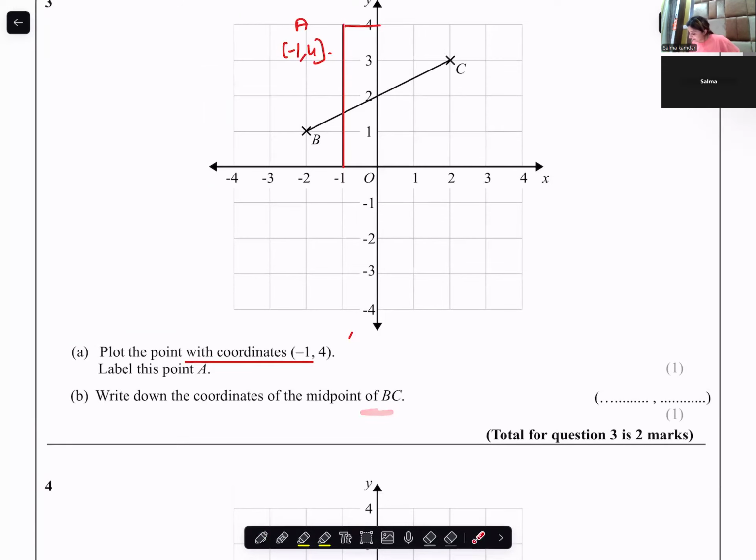Now midpoint of BC. Horizontal line from B to C, 1 2 3 4. Half of it is 2. Vertical line from B to C, 1 and 2. Half of this will be 1. So the midpoint will be over here. X coordinate of this is 0. And y coordinate, it is intersecting the y-axis at 2. So the midpoint is 0, 2.